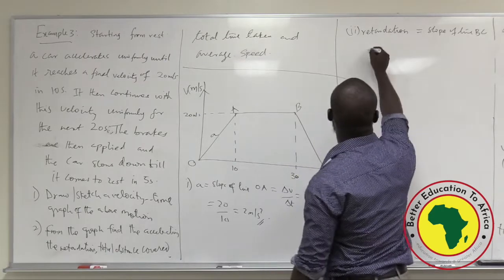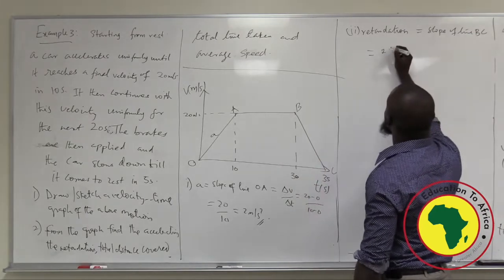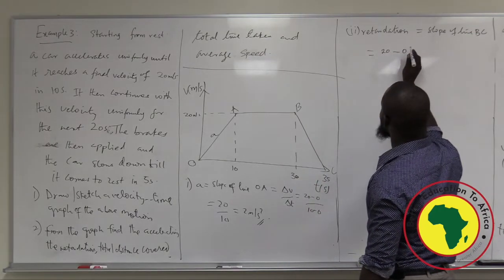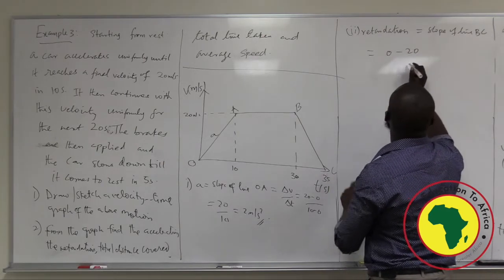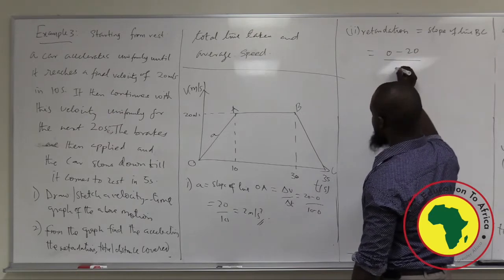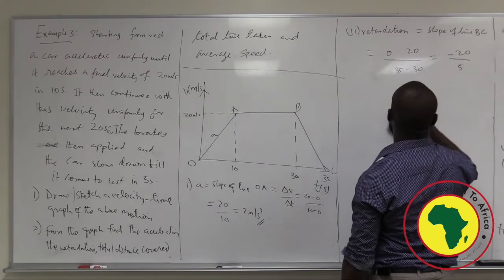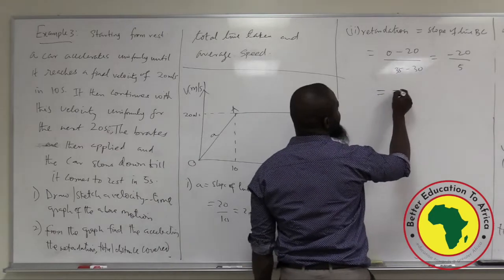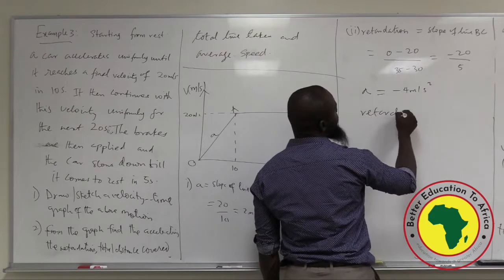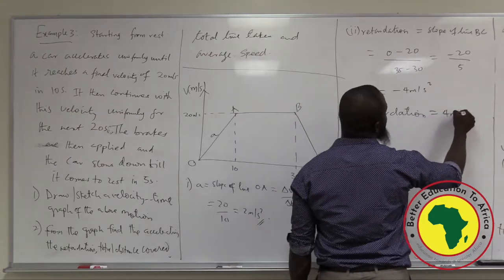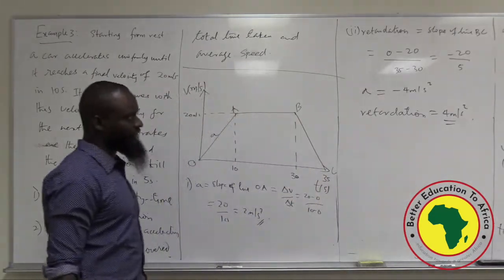Slope of line BC, that becomes, okay? So the final one here, it actually ends at 0, so it's 0 minus 20, over 35 minus 30. So this becomes minus 20 over 5. So the problem here is we're going to get a negative 4 meters per second squared. This is the acceleration. But the retardation, if you remember, cannot be negative. It's just 4 meters per second squared. Okay, that's how you calculate retardation. But the acceleration is minus 4 in that place. It's a negative acceleration.